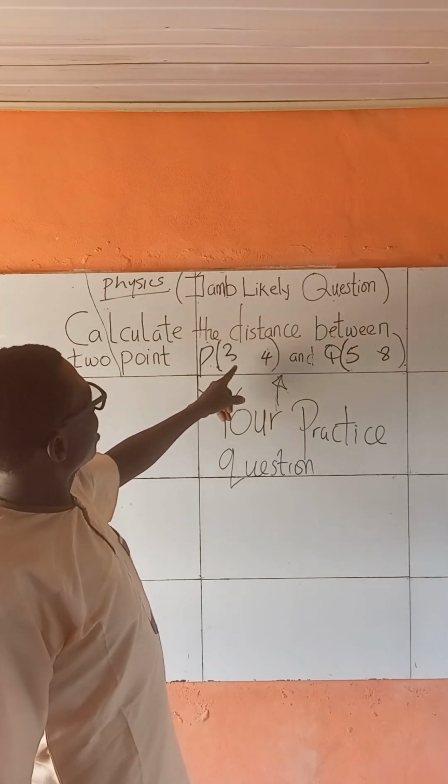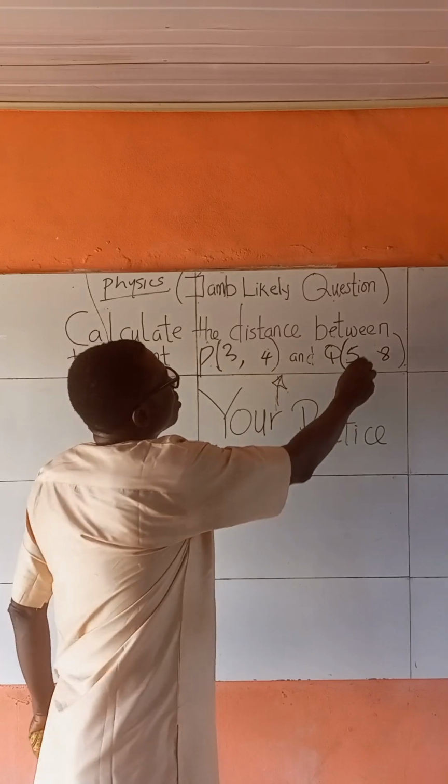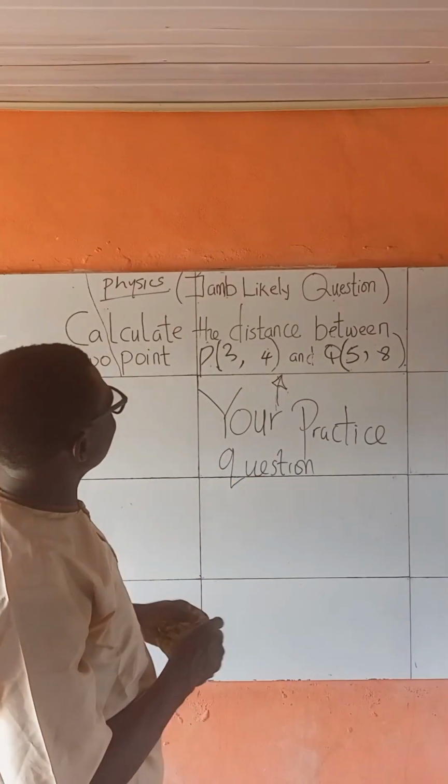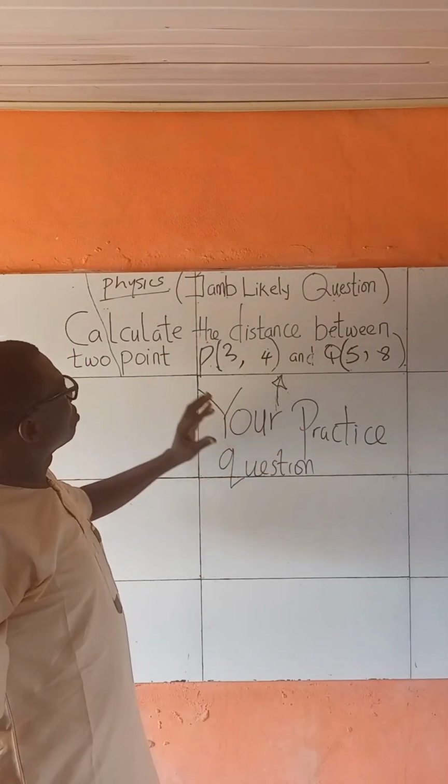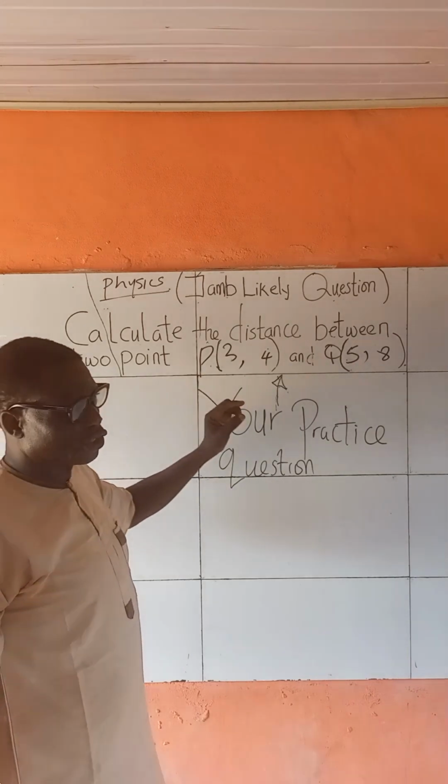This is your practice question. You have P(3, 4) and Q(5, 8). It's your practice question. Solve it and drop your answer in the comment section.